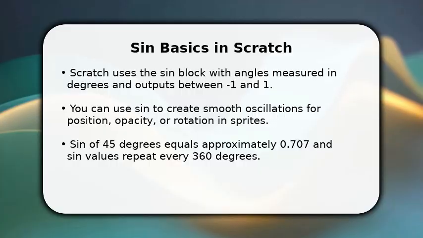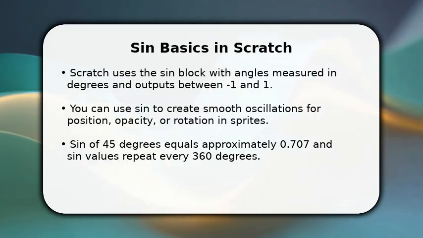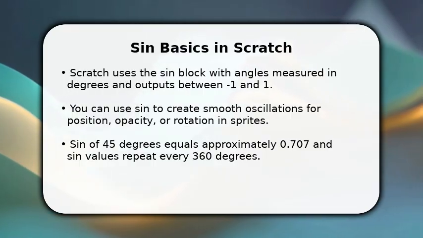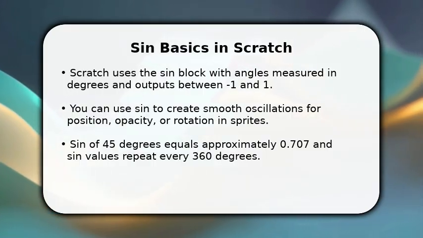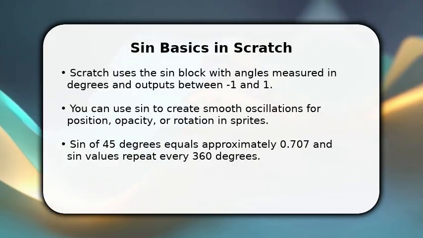Enjoy the video. In Scratch, the sin block takes an angle and returns a value between -1 and 1. Angles for sin in Scratch are measured in degrees, not radians. The output repeats every 360 degrees, producing smooth periodic values for animations. You can use sin to make sprites oscillate, blink, or rotate with natural motion.